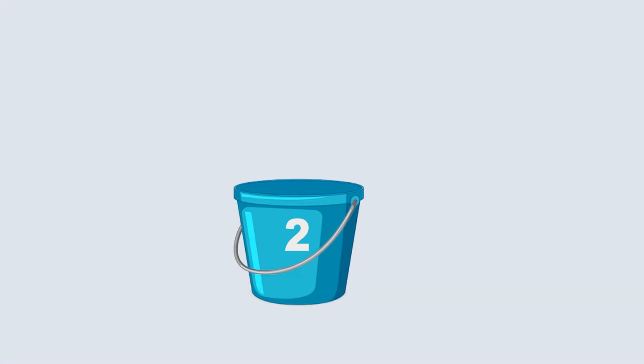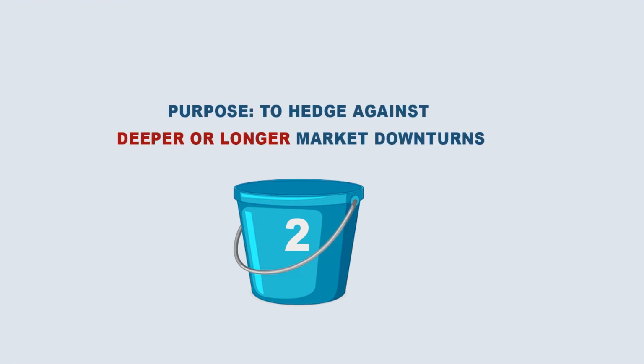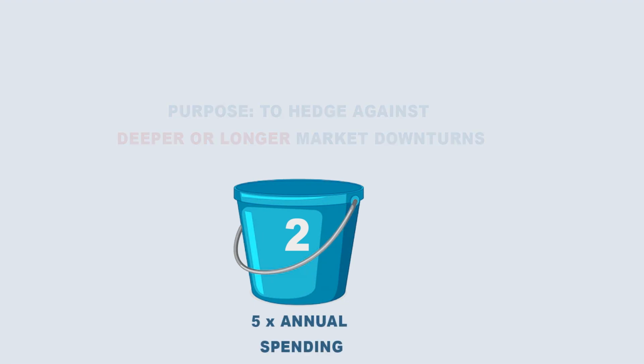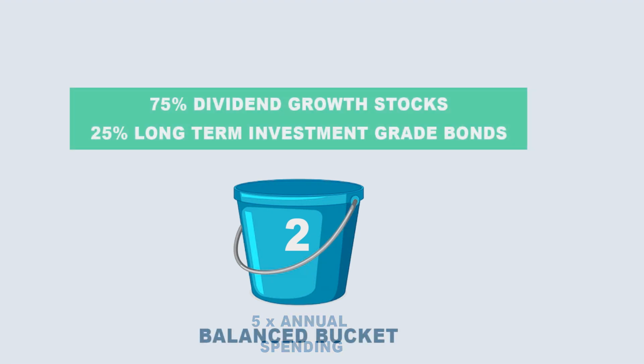So that brings us to bucket number two. And the purpose of this one is to help us survive a really deep or a long lasting bear market. So I would probably put about 5 years of living expenses in this bucket, and I would hold investments in here that have higher expected returns than the first bucket, but are not too aggressive.